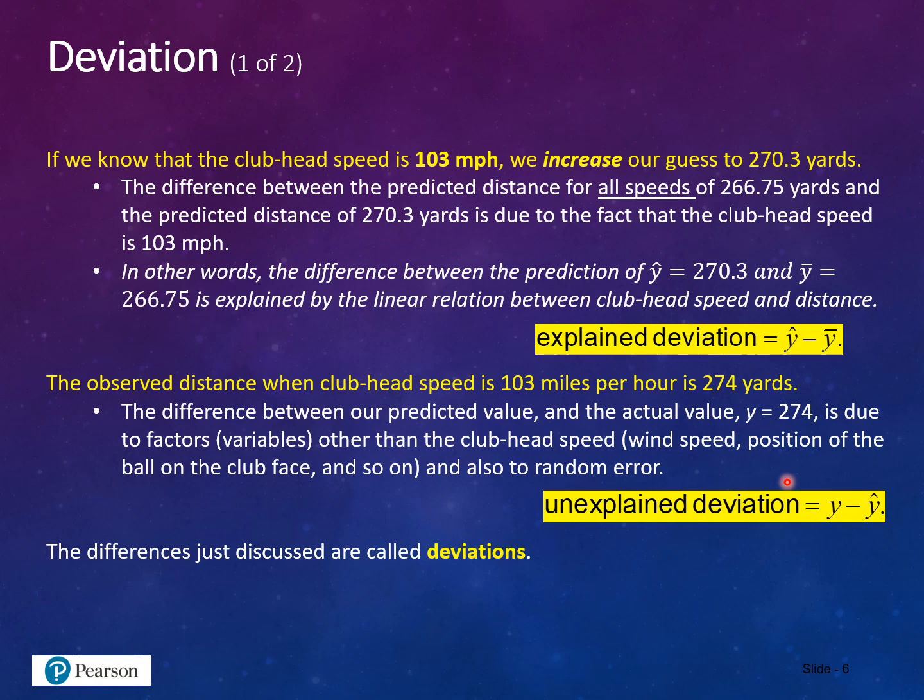These differences just discussed are called deviations that we saw on a previous slide. So the explained deviation is y hat minus the mean of y, where the unexplained deviation is the observed value of y minus y hat.